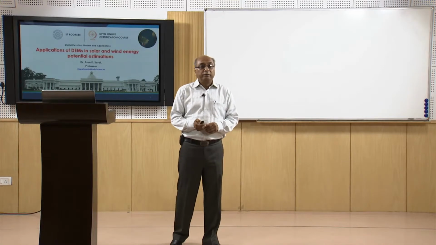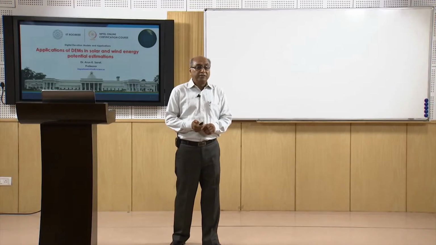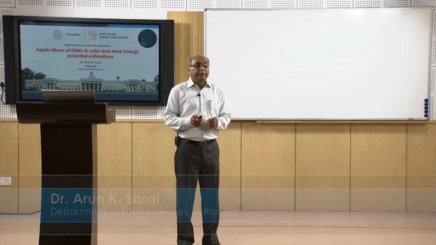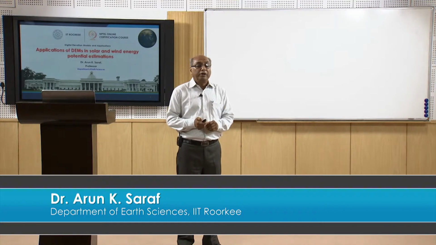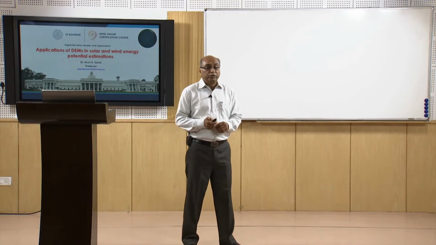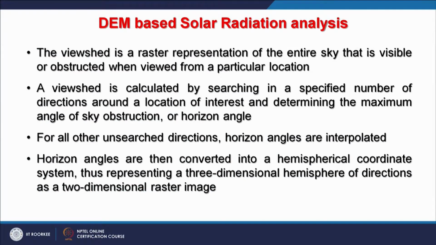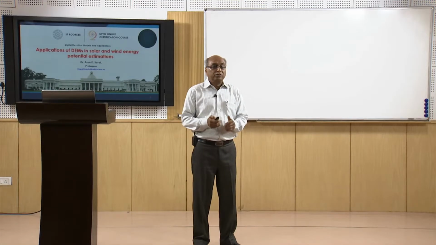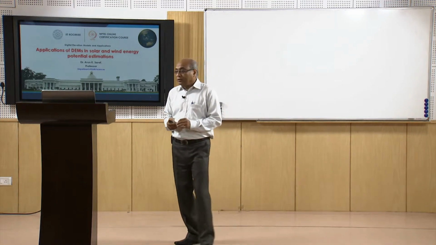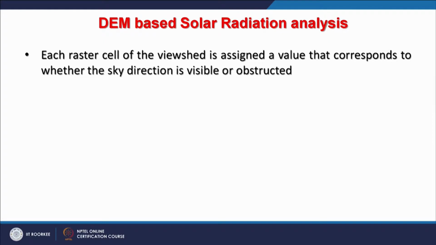This viewshed is calculated by searching a specified number of directions around a location of interest and determining the maximum angle of sky obstruction, or horizon angle. For all other unsearched directions, horizon angles are interpolated. And likewise, we calculate the viewshed. These horizon angles are then converted to a hemispherical coordinate system, because this is not a planar coordinate system, thus representing a three-dimensional hemisphere of directions as a two-dimensional raster image. So this much calculation is required, and each raster cell of the viewshed is assigned a value that corresponds to whether the sky direction is visible or obstructed.